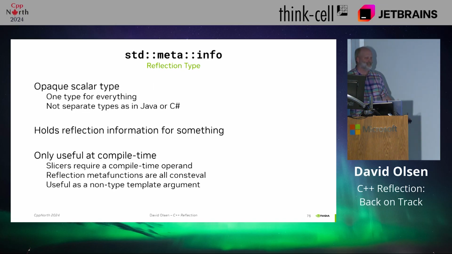On to the actual contents of the proposal. All reflection values have the type std::meta::info. Different reflection values are different compile-time values of meta::info, not different types. meta::info is an opaque scalar type that is only useful at compile time. All functions that work with meta::info objects are consteval, which means they are compile time only.